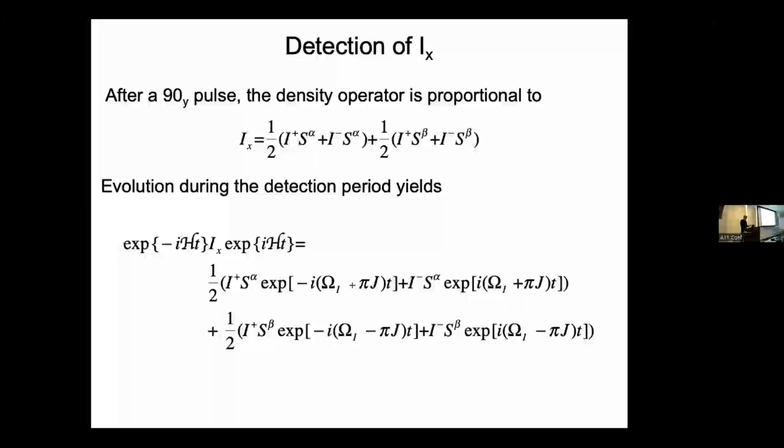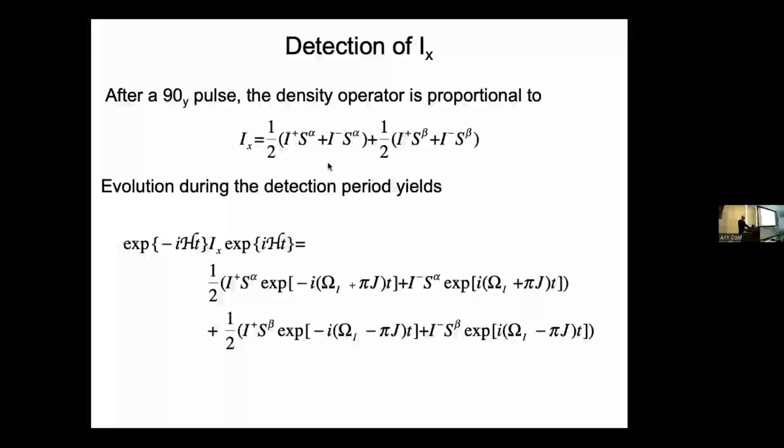And then let's come back to detection, a question from the other day. After we do a 90-degree pulse, let's say on Ix, we have Ix, but if it's a two-spin system, I can think of that as Ix times E, the identity operator for S. And the identity operator is S alpha plus S beta. And Ix is 1/2 of I plus plus I minus. So I separated those terms all out here. It would be easier to see. I've kept the S alpha factored out, but anyhow.